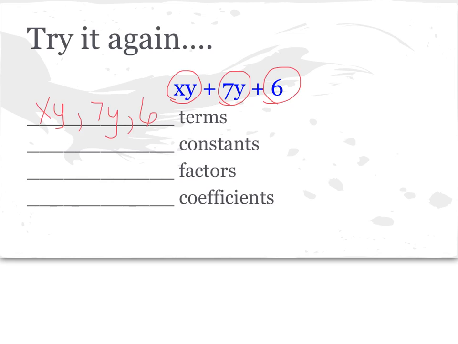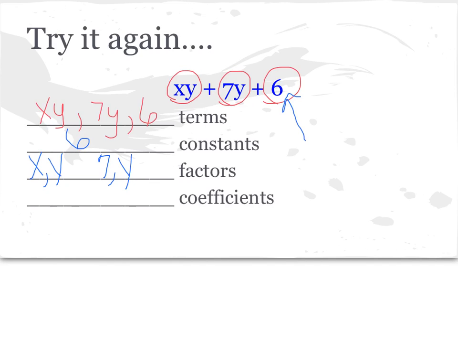How about constants? Well, since we know a constant is a number that does not change and it cannot have a variable with it, that has to be the number 6. What about factors? Since we know that factors are numbers that we multiply together to form a product, there are several factor pairs here. Our first is x times y. So we have a factor x multiplied by the factor y. Our second pair is 7 times y, or 7 and y.